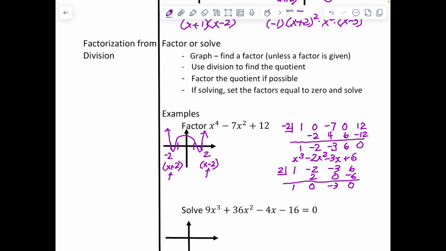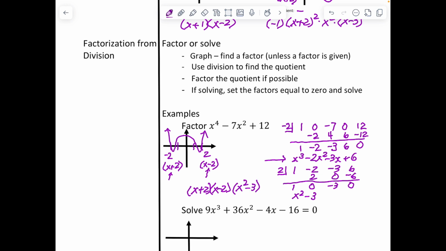So start with 1 degree less than the x cubed, so it'll be 1x squared minus 3, with the remainder of 0. That x squared minus 3 is not the difference of squares, so it can't be factored. So my factors from the graph are x plus 2 times x minus 2, which is part of the factorization of this one. I don't use the factor x cubed minus 2x squared minus 3x plus 6, because I divided it once more by x minus 2, and then I ended up with x squared minus 3.